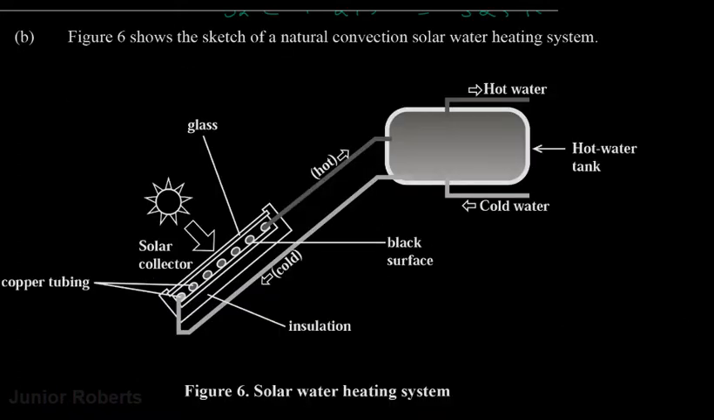It says Figure 6 shows the sketch of a natural convection solar water heating system, and we have our diagram right here. We have our solar collector with our copper tubing, our insulation, and our black surface, and we have a glass that encloses everything. Then we have pipes for hot water and cold water, and we have our reservoir, or our hot water tank. So let's see what this question wants us to do.